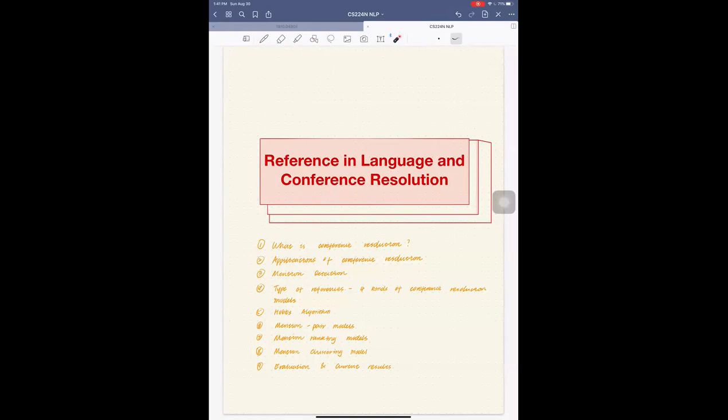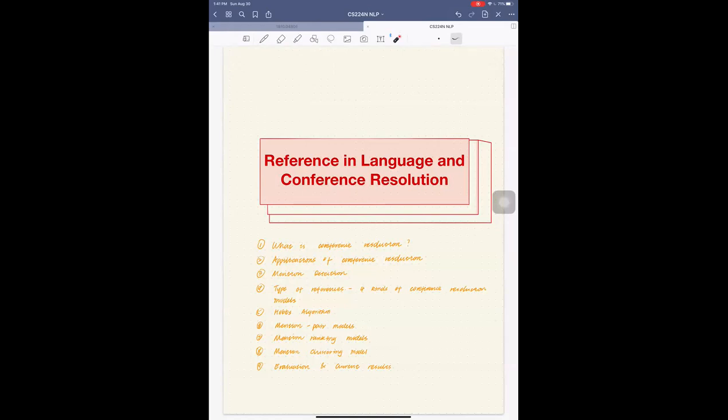Today, we're going to learn about referencing language and coreference resolution. I would say it's kind of a sub-NLP model, which is commonly used across very different tasks and also many different models.